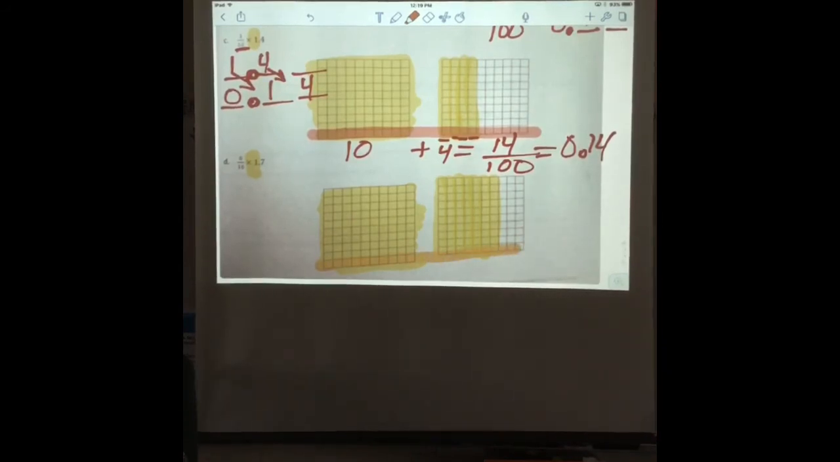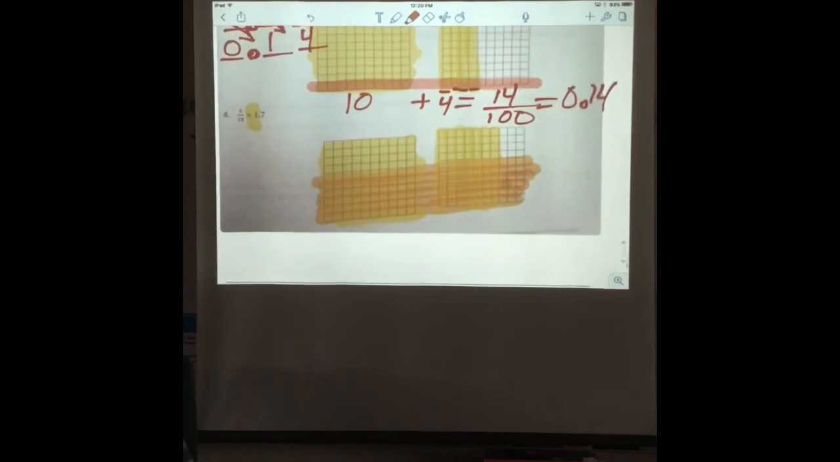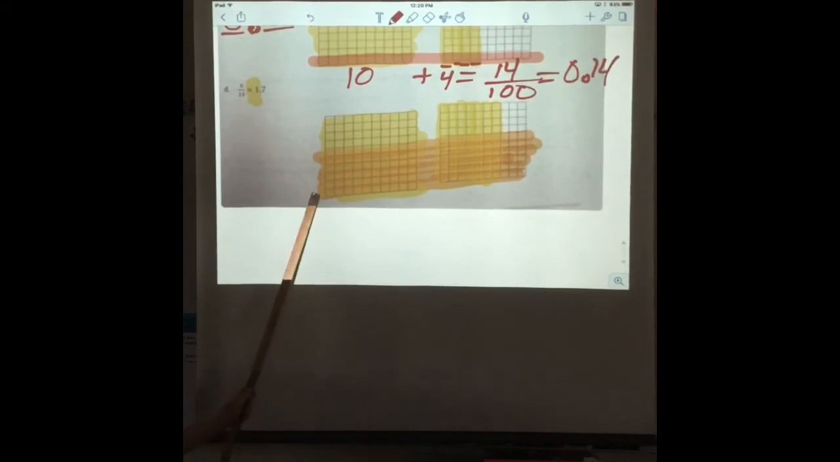There's 1, 2, 3, 4, 5, 6. Is that correct? Okay, so the question becomes, how many do I have in this box here? Well, I've got 1, 2, 3, 4, 5, 6. This is 6. And I've got 10 on the bottom, right? So what's 6 times 10? It's 60. So I've got 60 in here, right?